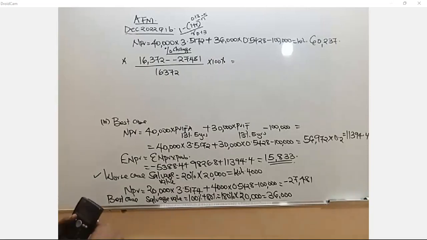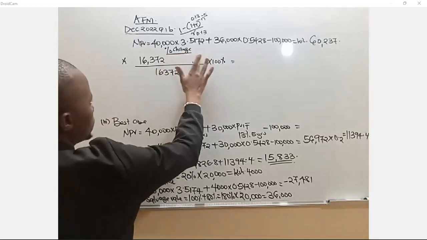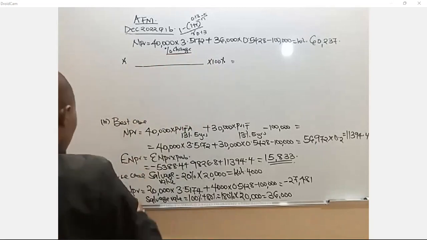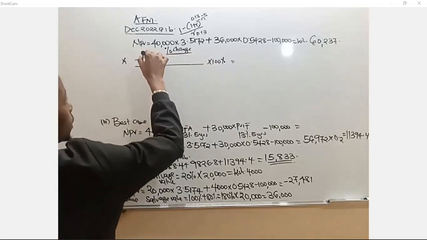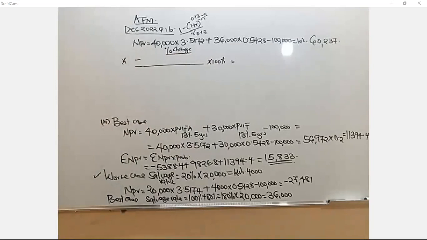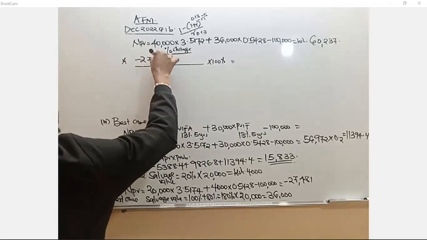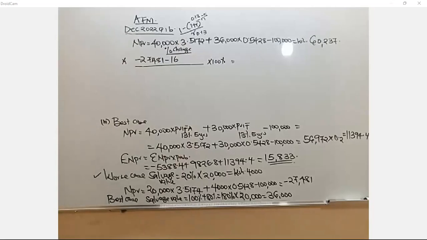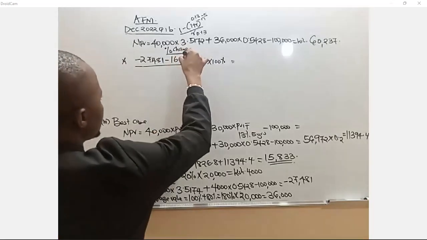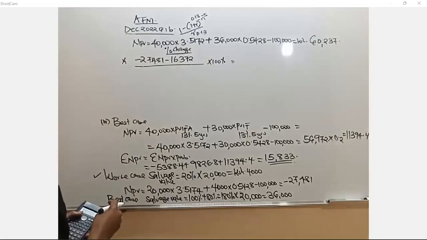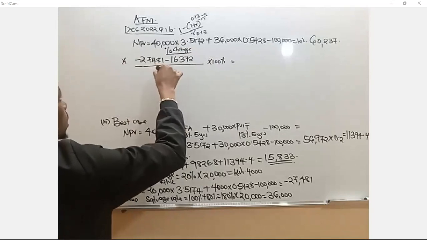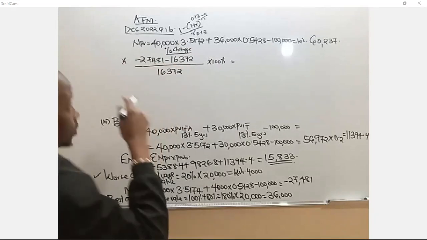So let me choose the one which we did last time, and see whether I can get the same answer. So we are discussing the new. Our new should be negative 27,481. We subtract our 16,372. That is what I have. We take the whole minus new, we divide by the whole, which is 16,372. Then we multiply by 100%.